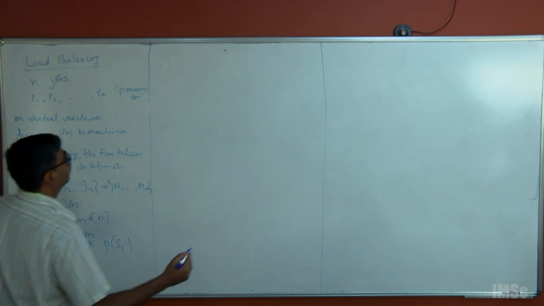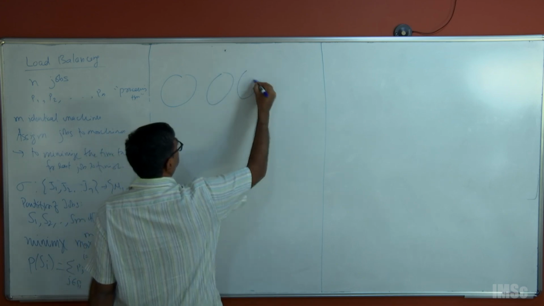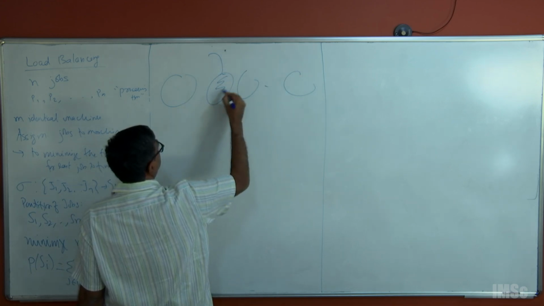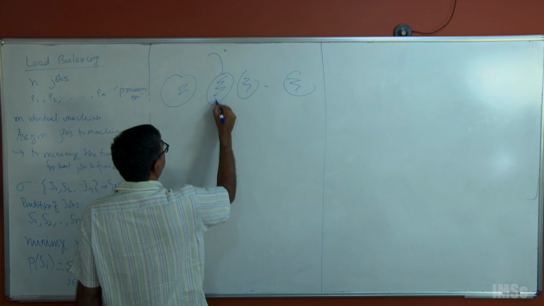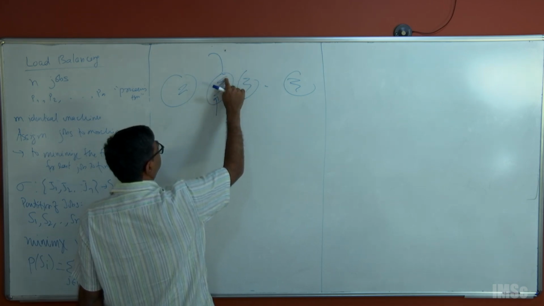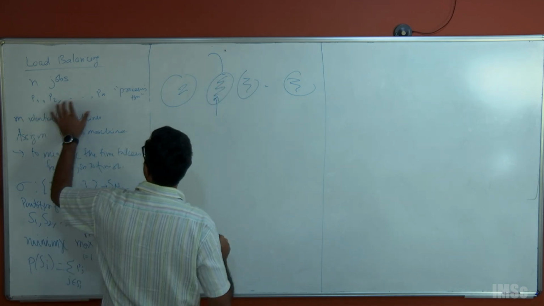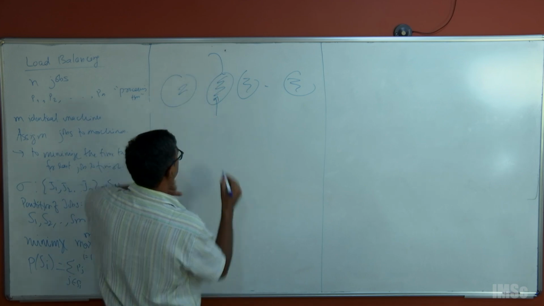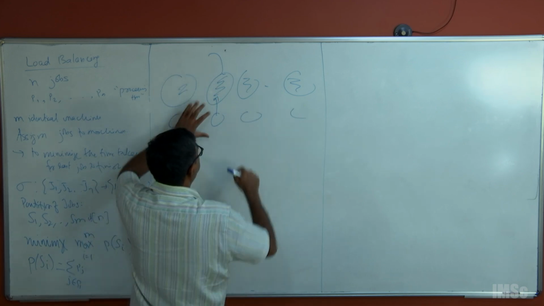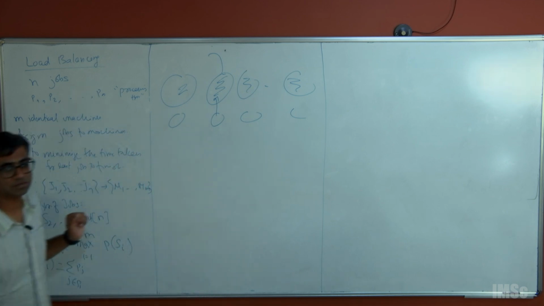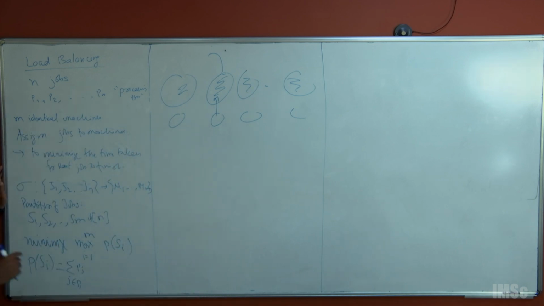Think of it this way: I have machines and I am assigning jobs. How much time does it take to finish? You just sum the total time it takes for each of these jobs. And what I want is to minimize the maximum amount of time taken by any machine. I want to partition my jobs on these machines such that the maximum time taken by any machine is minimized. Is the question clear?